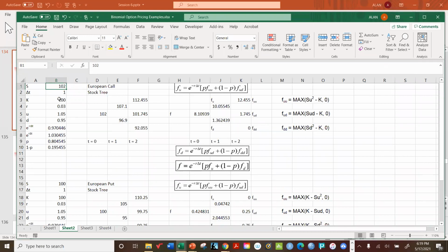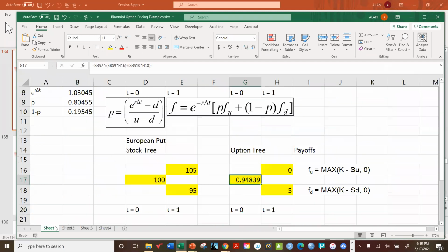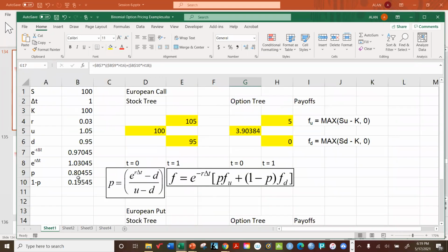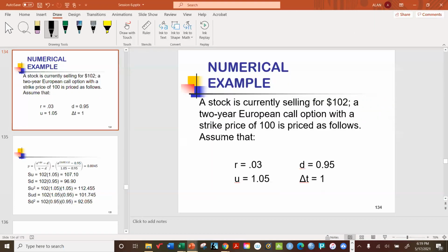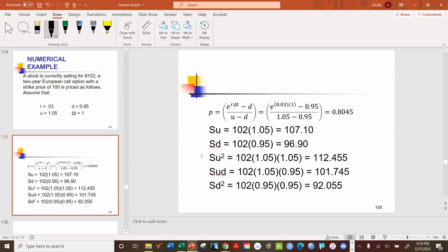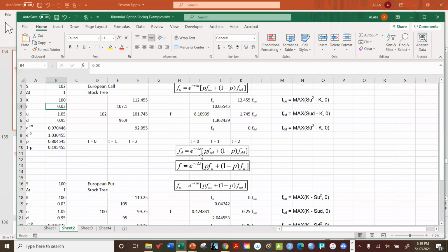Now you can see we've got the same basic information that we had before. It's exactly the same problem, except now it's a 2-period model. In other words, we're assuming that, just to keep it simple, this is now a 2-year option with 1-year time steps. So there's 1 year separating each of these time steps. And so the stock price tree is populated. This is S times U, this is S times D, and U and D are given over here. And then this is SU squared, SUD, and finally SD squared.